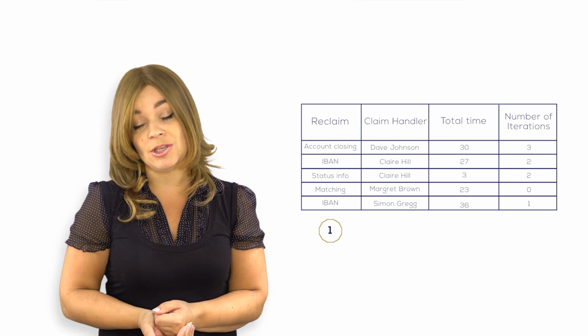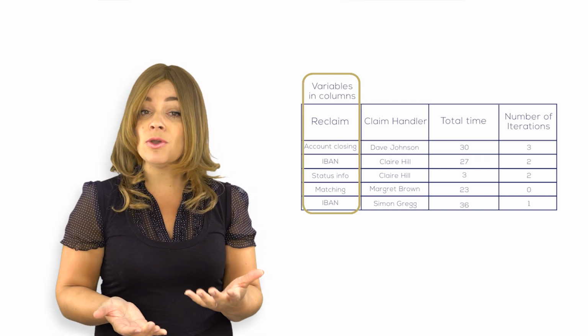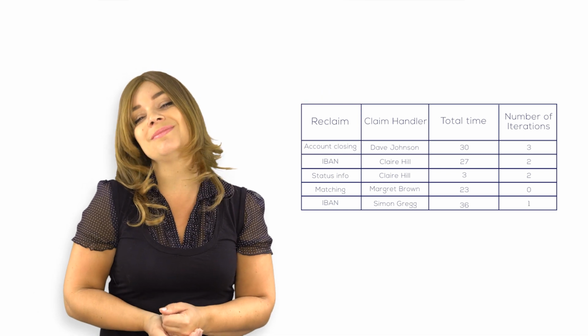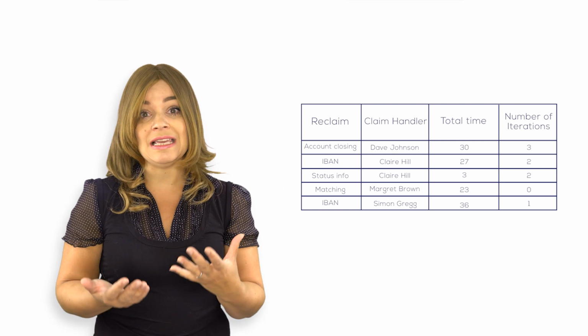So always use the units in the rows and the variables in the columns, because most statistical software packages require you to do it this way. Organising your data makes analysing your data a lot easier.